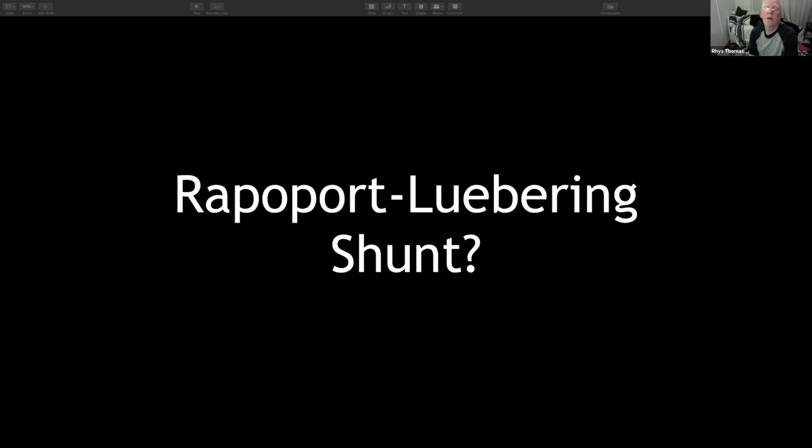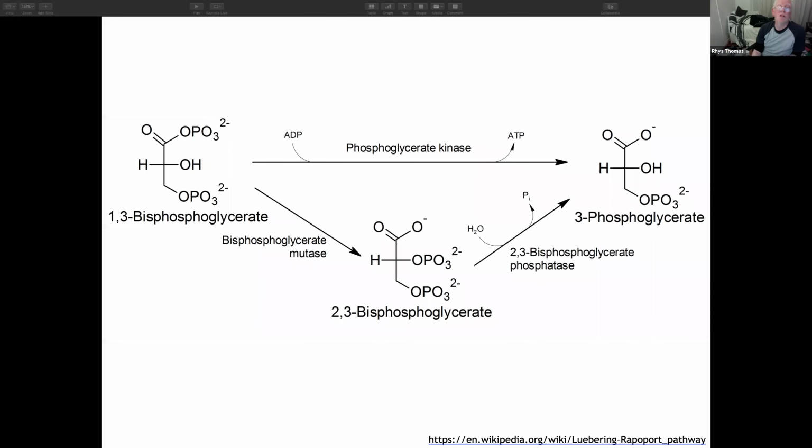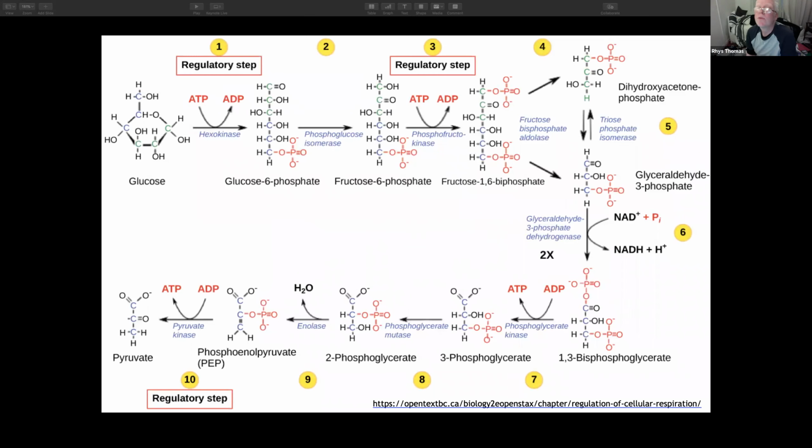Now, this is a little tangent, almost literally, from glycolysis. Has anyone heard of the Rapoport-Luebering shunt in the context of glycolysis? Nope. Okay, so this is, again, probably not examinable, but it's just a point of interest because it has some relevance to things that we're interested in. So the Rapoport-Luebering shunt, I'll see if I can work out where it comes off. I think it's down at about step 7.